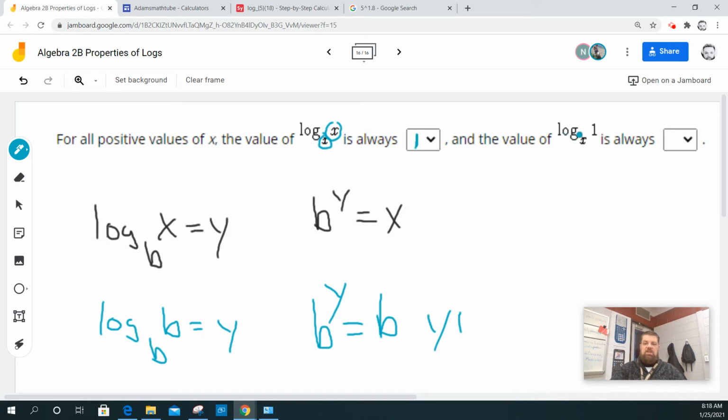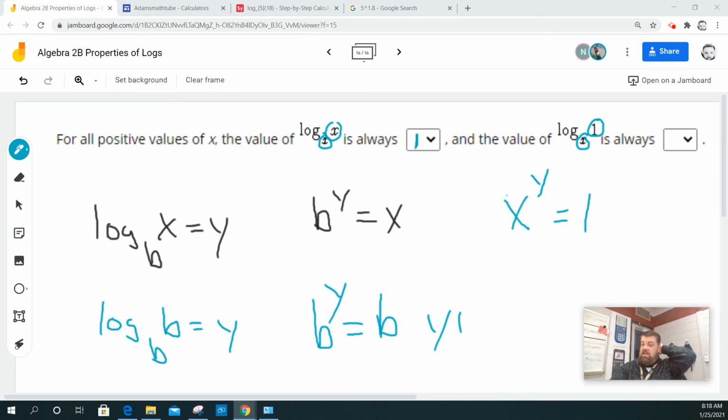So then what is the value of this? Well, this has to equal this. All right. And the value of log of x is always, well, let's figure that out. So if I switch things around, I would say my base, which is x, raised to the y has to equal 1, right? So then how do I solve that?